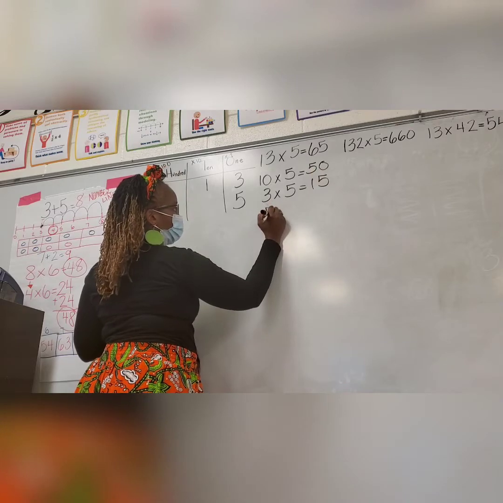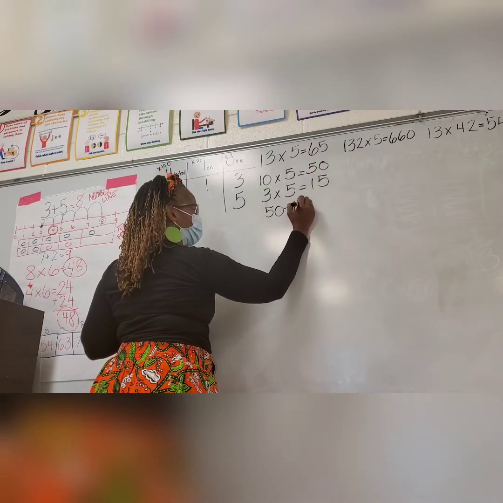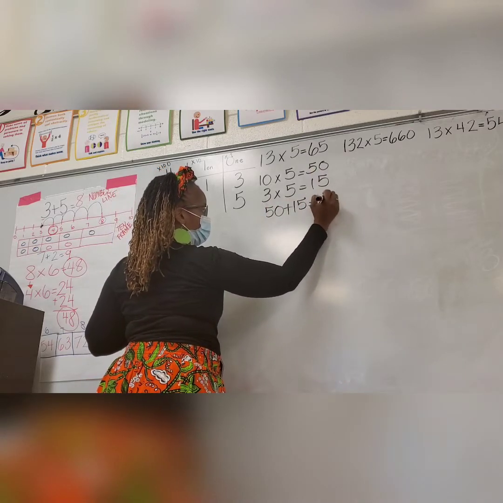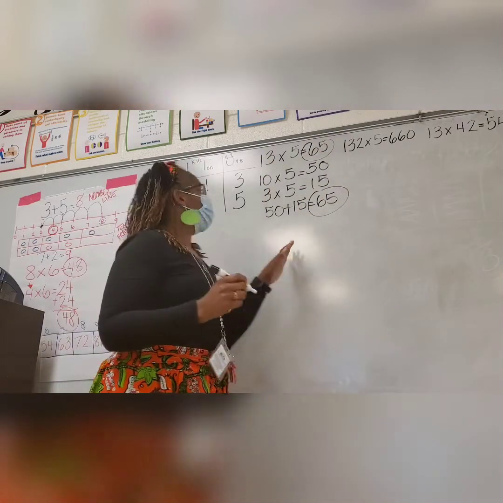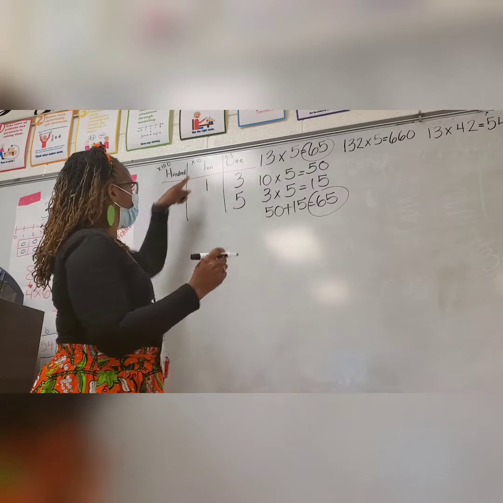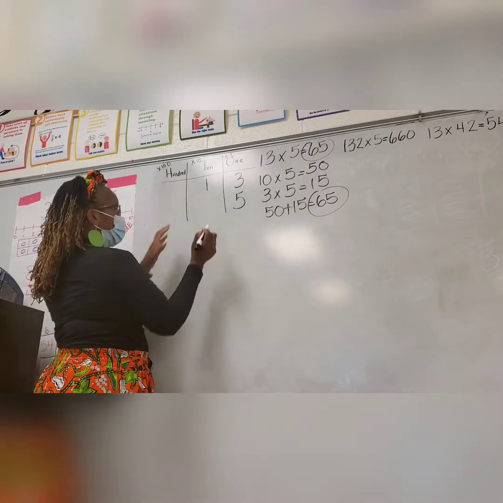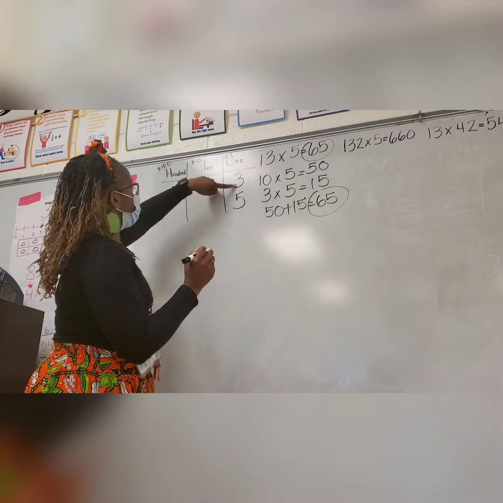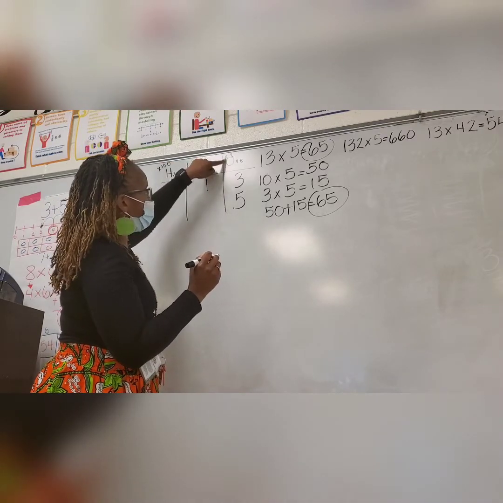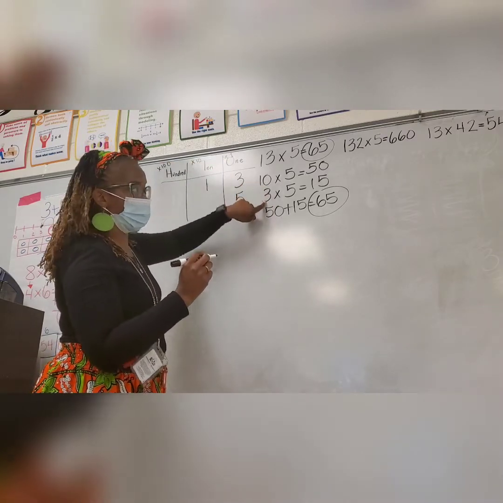So then I do 50 plus 15 equals 65. My two numbers are the same, so I know that my math is right. Now when they put the 1 in the tens place, just tell them whatever's in this place value, you multiply it by 10. Whatever's in this place value, you multiply it by 1 to get the value of that number.